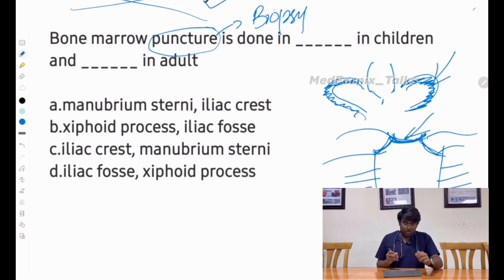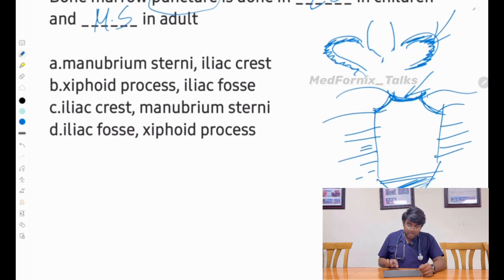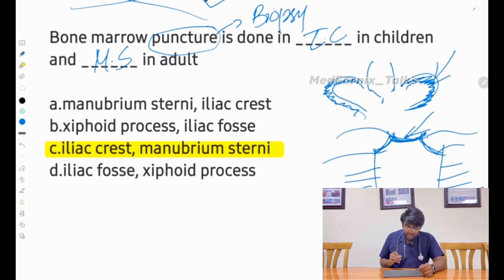Don't worry, let's go to the options now. A, manubrium sterni, iliac crest. B, xiphoid process, iliac fossa. Iliac crest, manubrium sterni, iliac fossa, xiphoid process. I have told you that in children we will take it from the iliac crest, and in adults we will take it from the manubrium sterni. Then the option will be C, iliac crest and manubrium sterni. This manubrium you already know. Sterni means what? We have told sternum, right? This is the Latin called sterni.